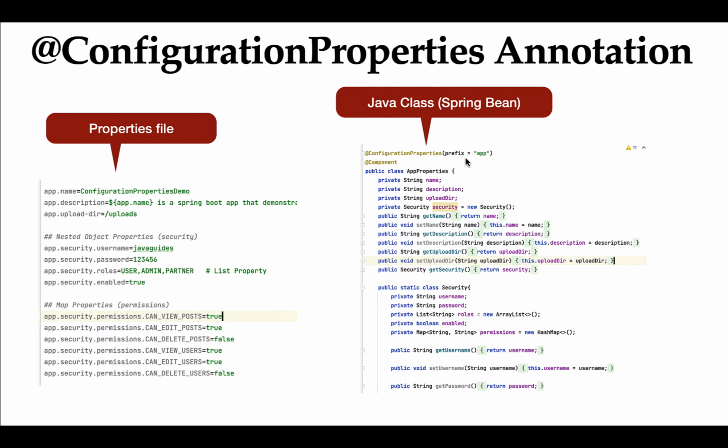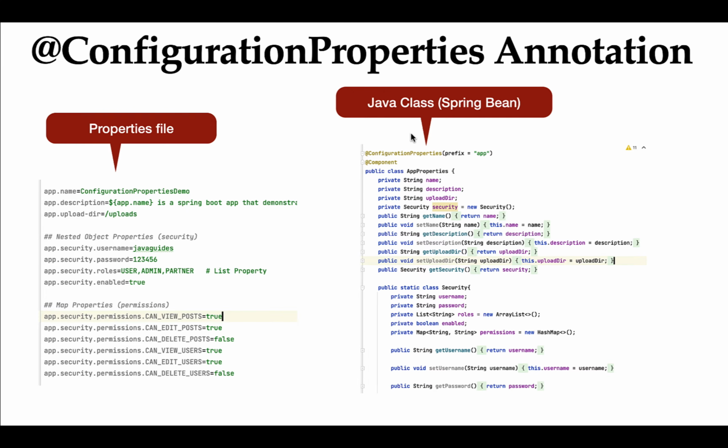Here, one more important point is that the @ConfigurationProperties annotation has an attribute prefix, and we have provided a value of app. So basically this @ConfigurationProperties annotation will bind all the properties which are prefixed with the string app. For example, if you observe here, all these properties are prefixed with the string app, right? So this annotation will bind all these properties to this Java class's fields.